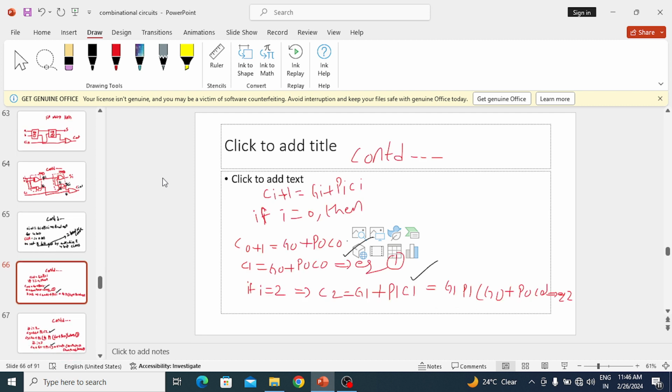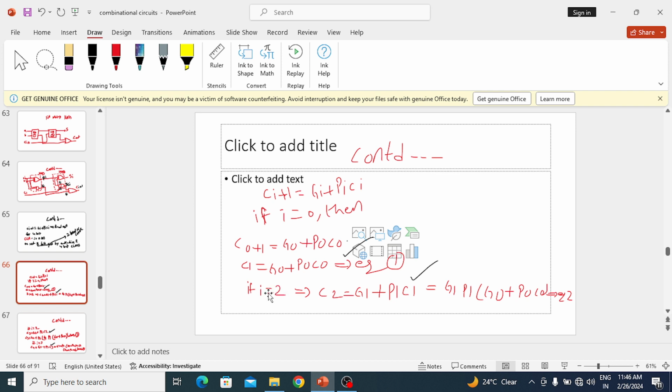First I substitute in this equation, the same equation, i equal to 0. Then i plus 1 becomes 0 plus 1, nothing but C1. So this becomes G0 plus P0 C0. The indices will be 0, but the carry on the left is 1 because of the plus 1. So this is one equation.